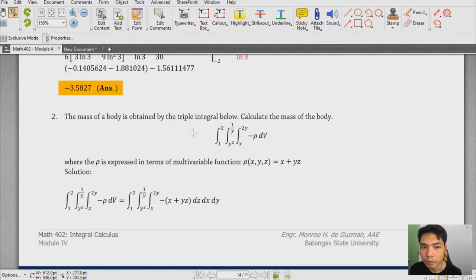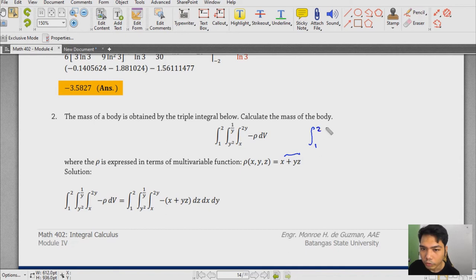And then let's try doing this one. So if, for example, we're given the mass of a body using the triple integral, so that is, sabi ko nga, we have a volume. So if you multiply that volume by the density, you'll be getting the mass. So this is the expression of the triple integral. We have to calculate the mass of the body. So we just have to substitute the expression of our density, that's x plus yz. So ganun lang siya kasimple.